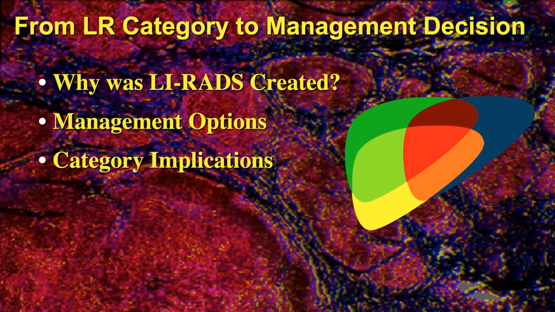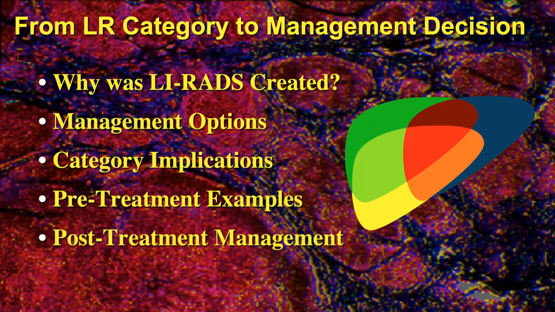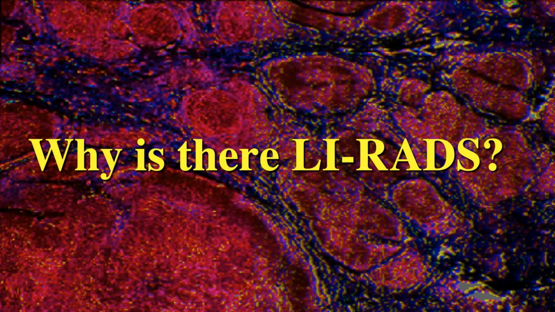And indeed, then we'll talk about the categories and their management implications. I'll show some pre-treatment examples and then discuss briefly the difficult and challenging subject of making management decisions post-treatment. And finally, talk about one particular treatment, liver transplant, and the relationship between LI-RADS and a separate classification scheme that was created by UNOS, who's in charge of transplant allocation.